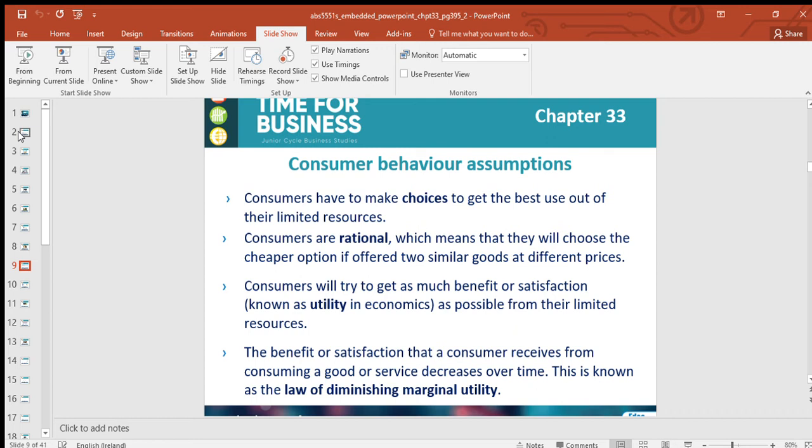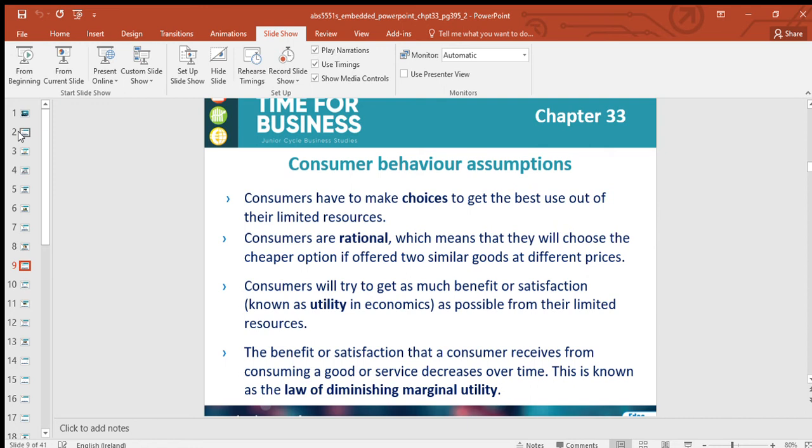So if everybody in the class had €100 and you were all going on a school trip and you decided to go shopping, you have €100. That's a limited resource. You don't have an unlimited amount of money. So you have to make the best choices you can to spend the €100 the way you would prefer to spend it. Consumers are rational, which means they will choose the cheaper option if offered two similar goods at different prices. If I can buy petrol at one petrol station and it costs me €40 in total to get 30 litres, and it costs me €42 at the petrol station next door, I'm obviously going to go to the cheaper one.